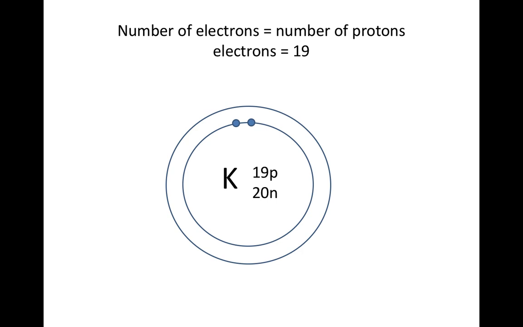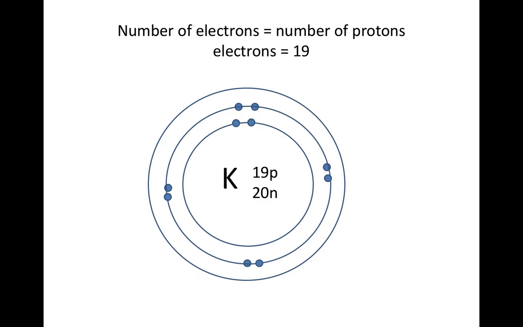Then we draw the second shell and we have to fill it up so it has a total of 8, because it can hold a maximum of 8. That gives you a total of 2 plus 8, which is 10. There's 19 in total, so there's 9 left over, so we need another shell. The third shell holds 8. And now we've got a total of 18 electrons, but we have a total of 19 we need to fill. So we have one more.